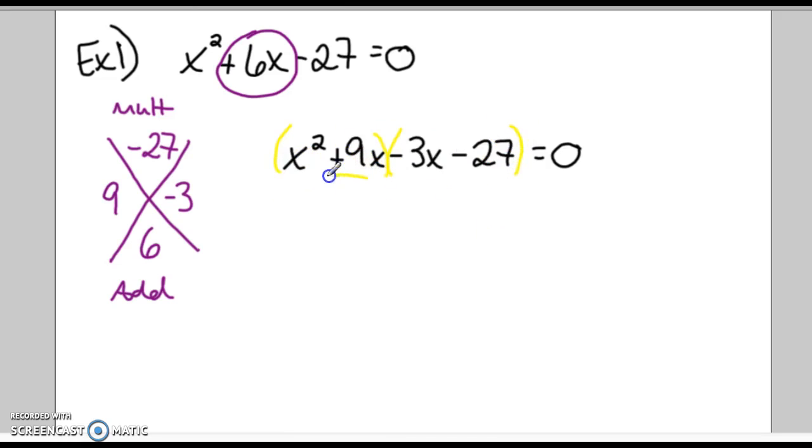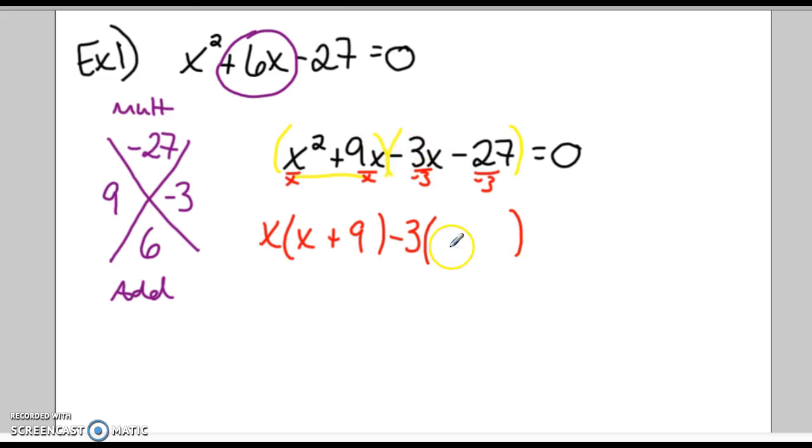Out of my first group, I know I can factor out an x, and that is it. That technically means I'm dividing both terms by x. So I have left inside the parentheses an x plus 9. And then out of my second group, it looks like I can factor out a negative 3. So I'm dividing both terms on the inside of the parentheses by negative 3, and what I have left on the inside of the parentheses would be x plus 9.